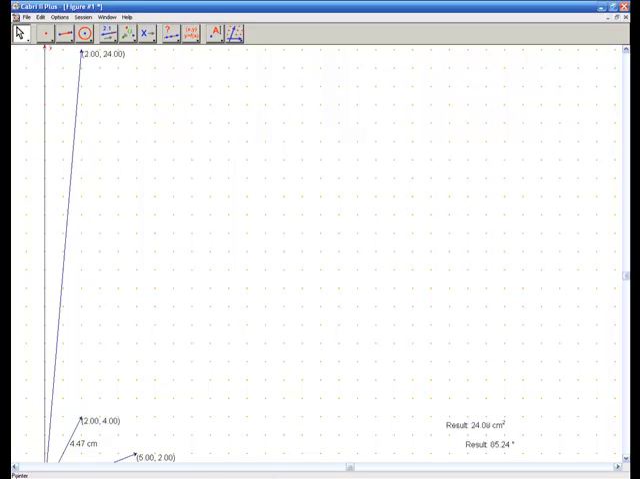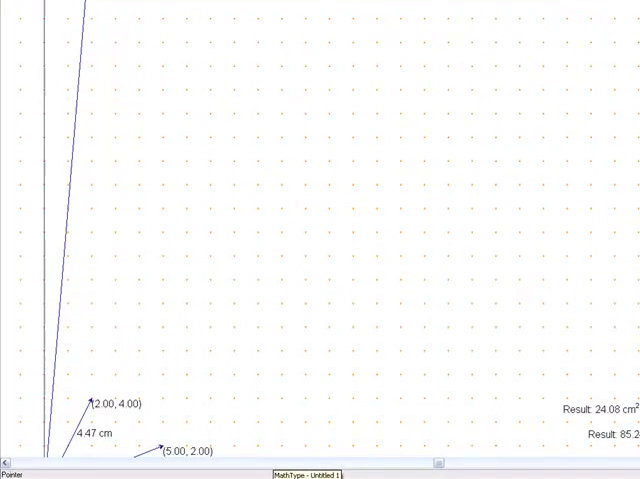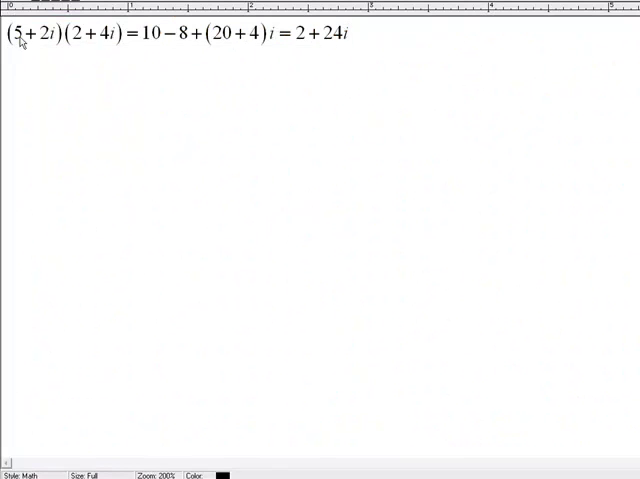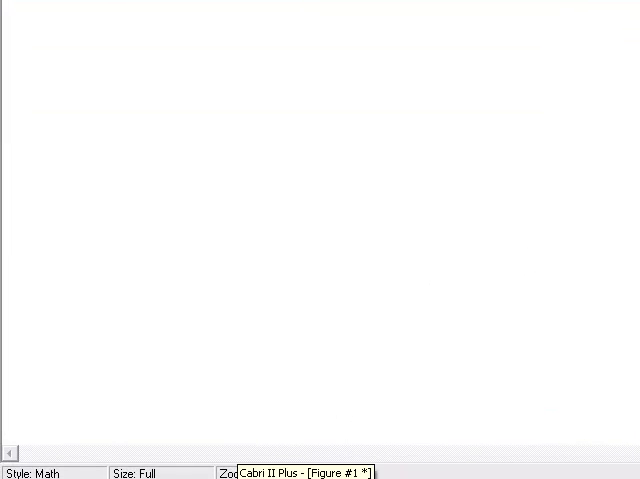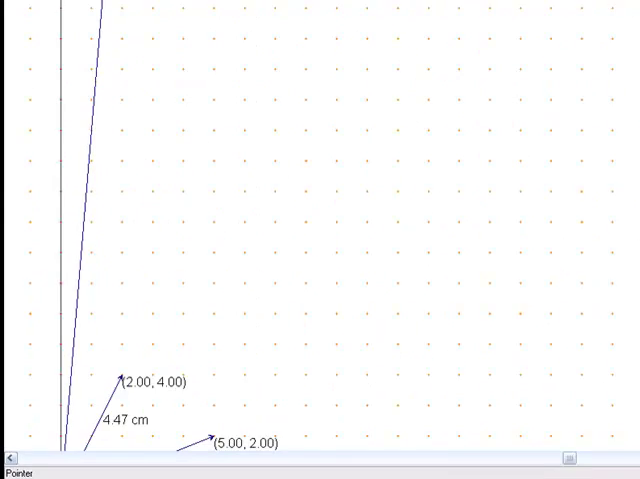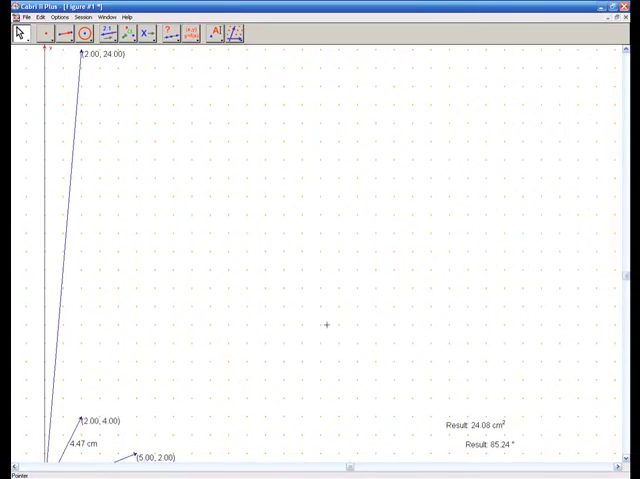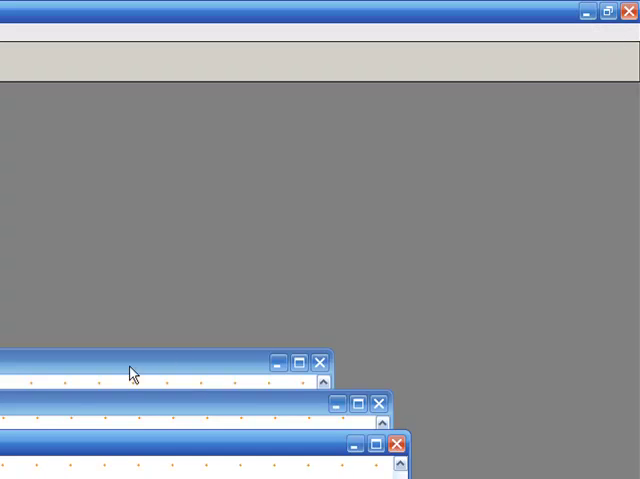Now, since we don't have a lot of time, I already worked out the calculation to demonstrate to you. 5 plus 2i and 2 plus 4i, as you can see the calculation is worked out. It works out to 2 plus 24i, which is what we got up here. Not much more to say about that. We'll go on to the second one.